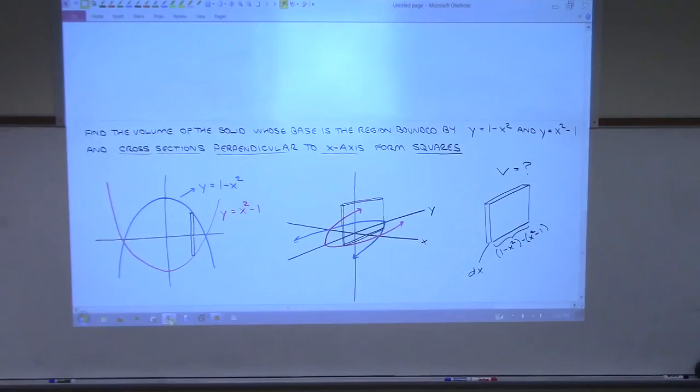Yeah? So, what is the volume? Well, length times width times height, right? Length times width times height. So we know how wide this thing is. How wide is that? dx, okay. And do we know this length? Yeah, it's the distance between these two functions, which if you come back over here, was the top one minus the bottom one. So this should be the blue one minus the red one, right?